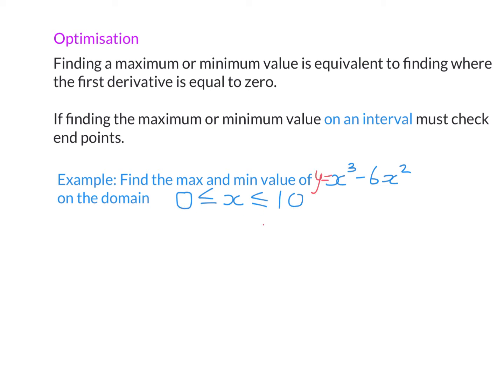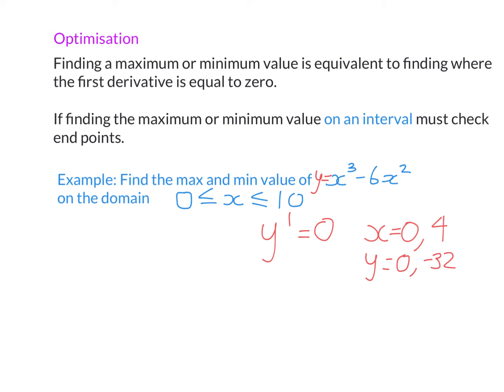So if we call the function y, we already found out that y dash equals 0 when x equals 0 or 4. So remember, when x equals 0, y equals 0. When x equals 4, y is -32. We found that on the previous slide.